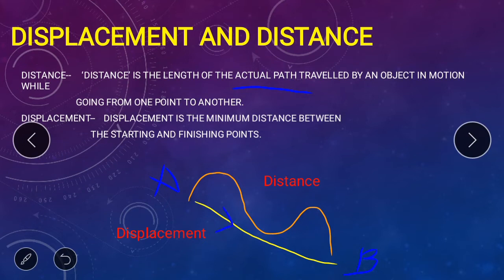But if the person travels through a straight route, which is also called a shortcut, it will take him less time. That is the difference between distance and displacement. So what exactly is distance? Distance is the actual path, the long cut, and displacement is the minimum, the shortcut distance between the starting and finishing points.